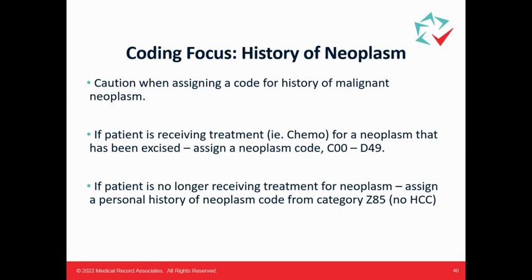Also, caution when assigning a code for history of malignant neoplasm. If the patient is receiving treatment like chemo for a neoplasm that's been excised, you definitely can assign a code, the C00 through the D49, okay? But if the patient is no longer receiving treatment, do assign a personal history code, which is the Z code, category Z85, which is not an HCC.